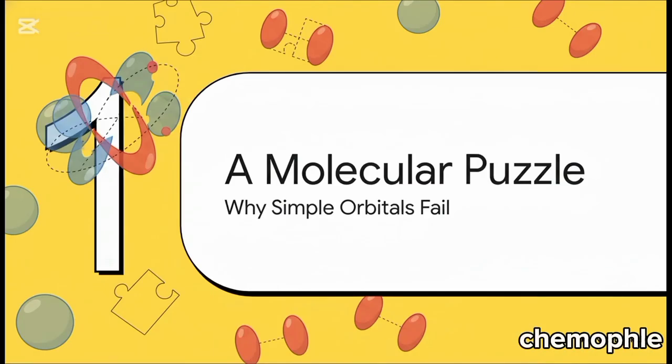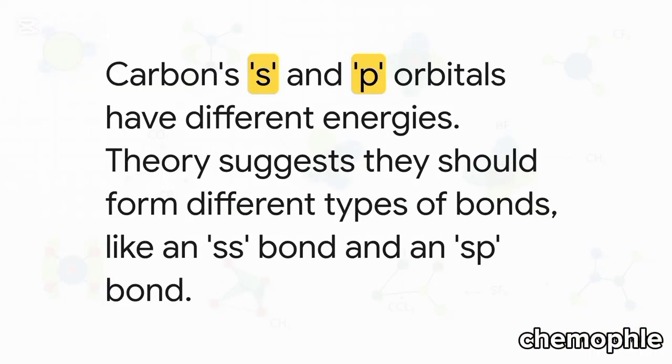Why do we even need this new idea of hybridization? Well, because the simple, out-of-the-box model of atomic orbitals just doesn't match up with what we see in the real world. Think of a carbon atom's orbitals like a set of tools. It has one spherical s orbital and 3 dumbbell-shaped p orbitals. They look different and they have different energy levels. So common sense would tell you that if you built something with these different tools, you should get different-looking results, right? You'd expect some bonds to be different from the others.